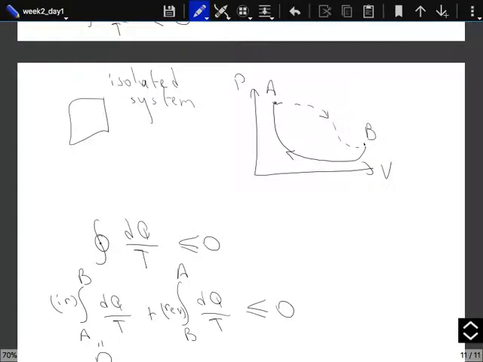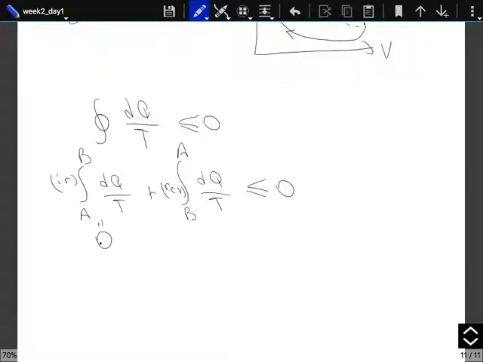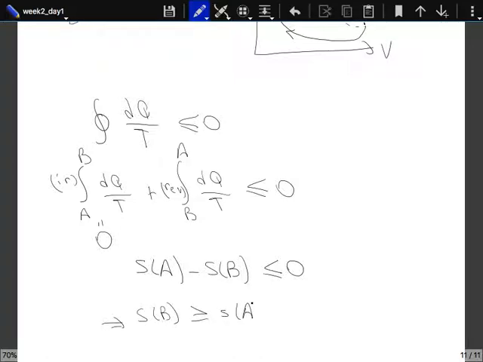Well, in my imaginary process from B to A, I'm imagining it to be a reversible process. But in this reversible process, to be able to control my system, so that it will go from B to A, I will probably do some external influences to my system. It's not necessarily an isolated process anymore. But as long as it's a reversible process, I can use the definition of entropy. The integral of dq over T from point B to point A through a reversible process is, by definition, the entropy at the state A minus the entropy at the state B. This should be less than or equal to zero. Well, this tells me that the entropy of the state B is larger than or equal to the entropy of the state A.